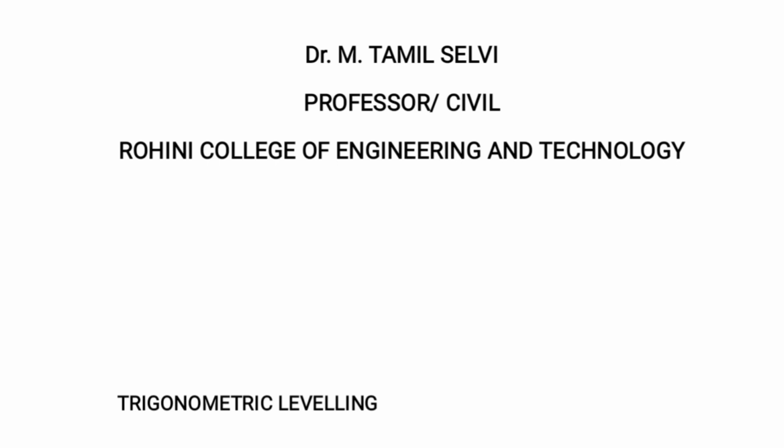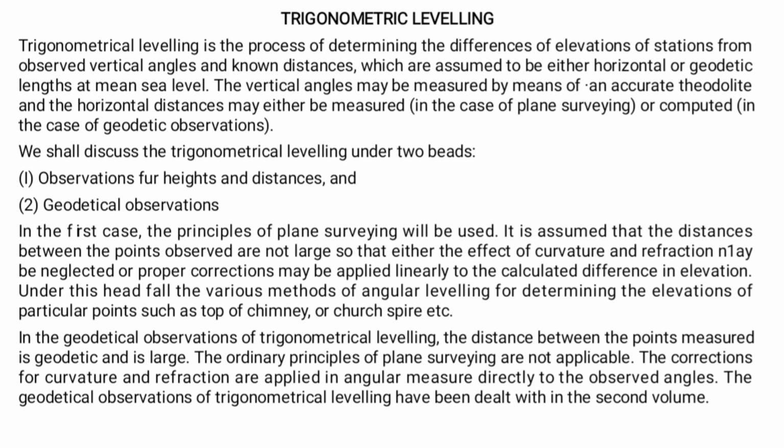Third unit, last topic is trigonometrical levelling. Trigonometrical levelling is the process of determining the difference of elevation of stations from observed vertical angles and known distances, which are measured to be either horizontal or geodetic length at mean sea level. The vertical angles may be measured by means of an accurate theodolite, and the horizontal distance may either be measured.